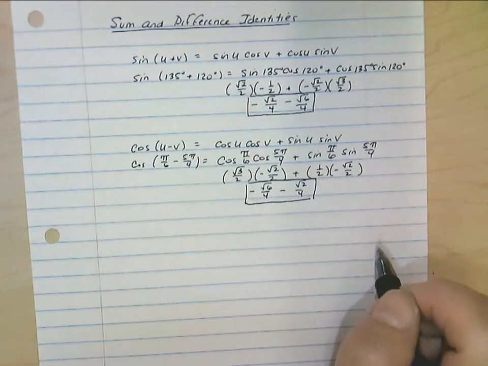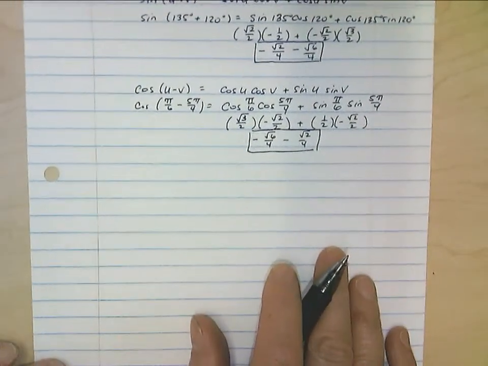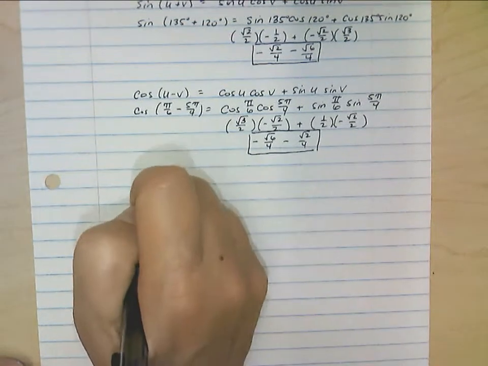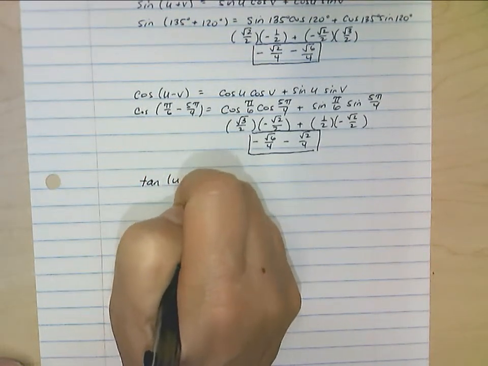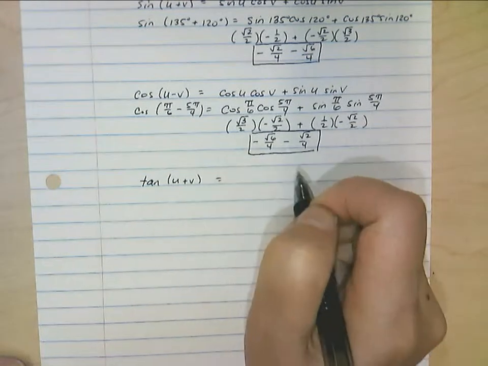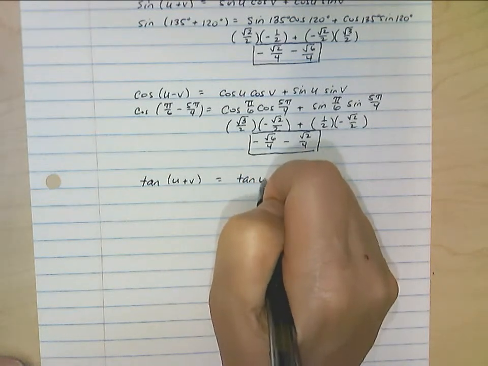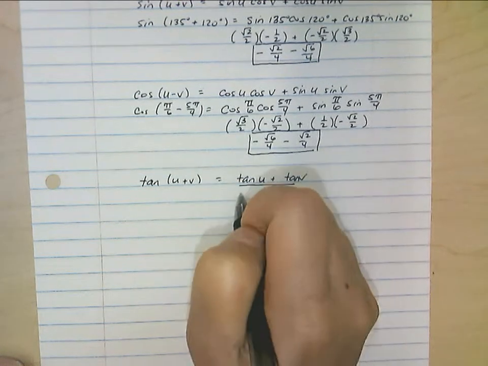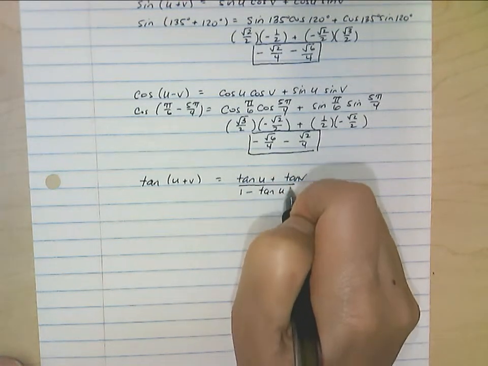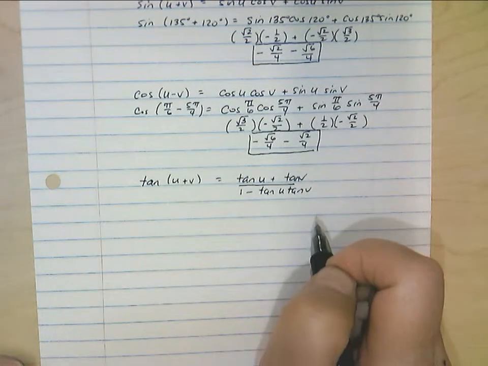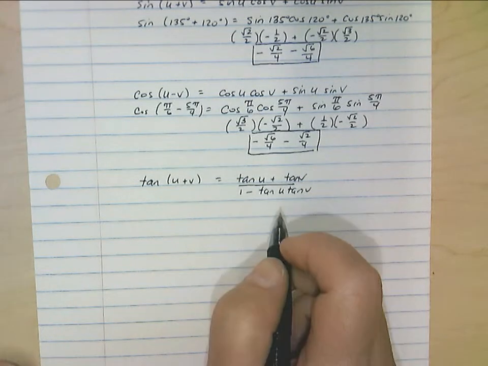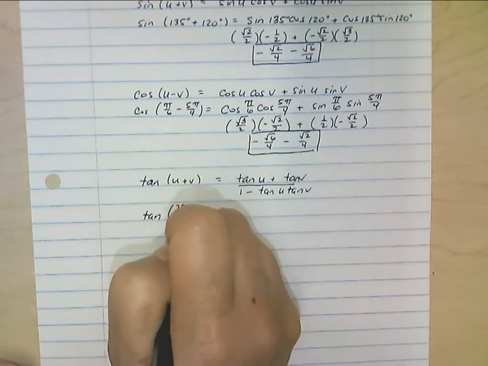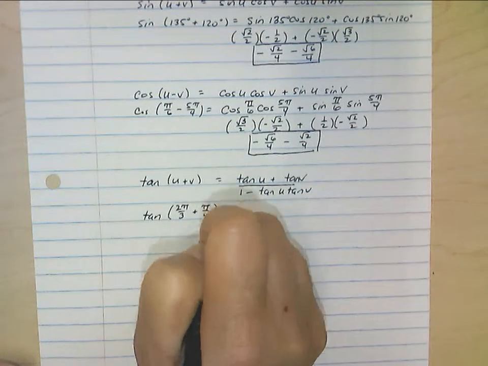The one that most students have difficulty with is tangent. So let me do one with tangent. I'm going to do the sum of two angles. I'm going to do tangent of u plus v. And this identity is tangent u plus tangent v all over 1 minus tangent u times tangent v. And I'm going to find the tangent of 2 pi over 3 plus pi over 4.